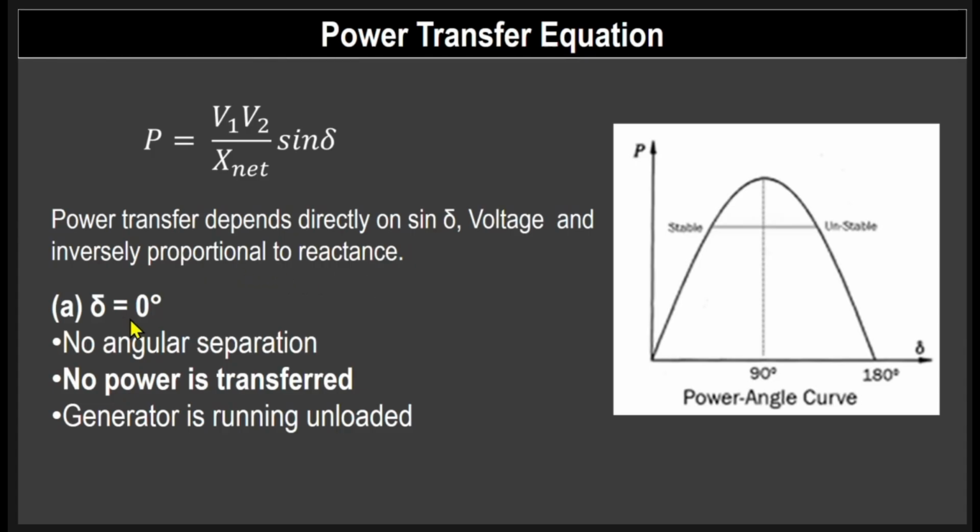At delta equal to 0, that is this point, there is no angular separation. That means when angle delta is 0, there is no angular separation and the rotor angle is 0. No power is transferred, and the generator is running under no load condition.